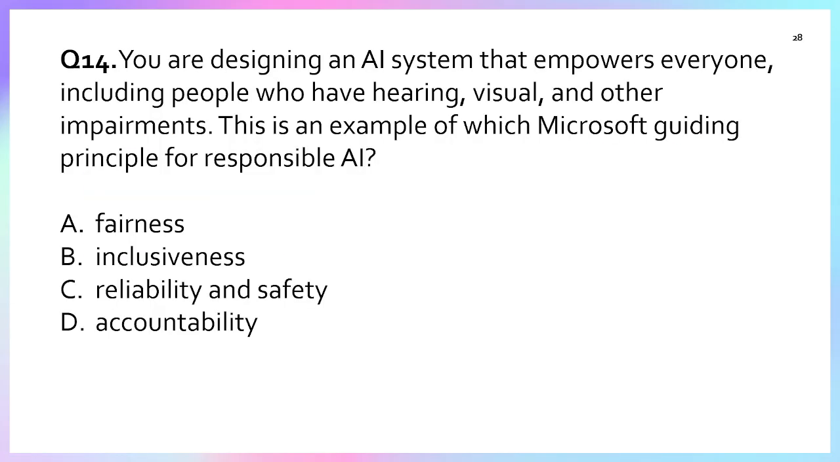Question number 14. You are designing an AI system that empowers everyone, including people who have hearing, visual or other impairments. This is an example of which Microsoft guiding principle for responsible AI? We need to include everyone, we cannot exclude anyone. This is the part of inclusiveness. So the correct answer is answer B.